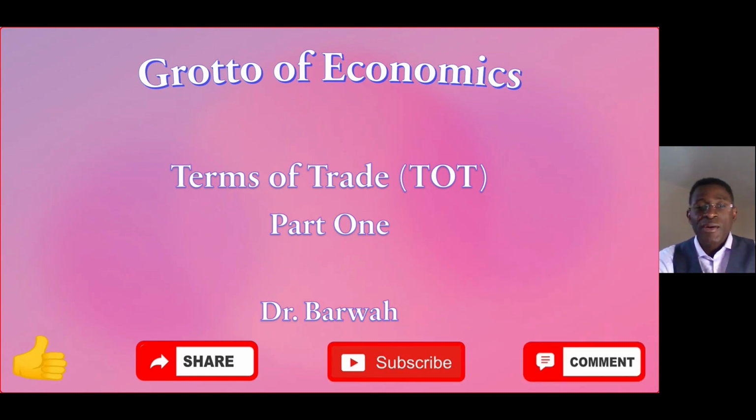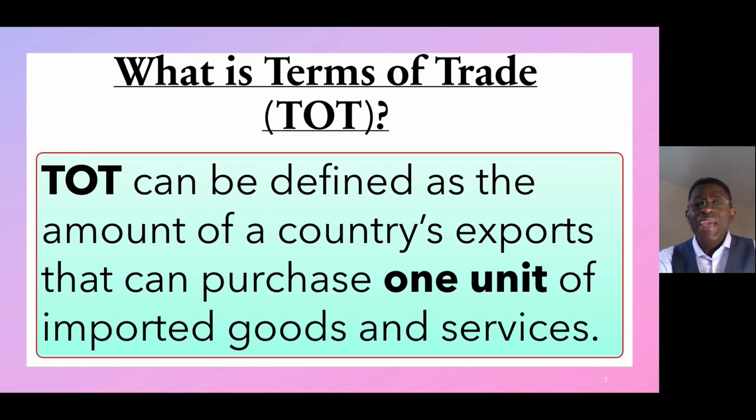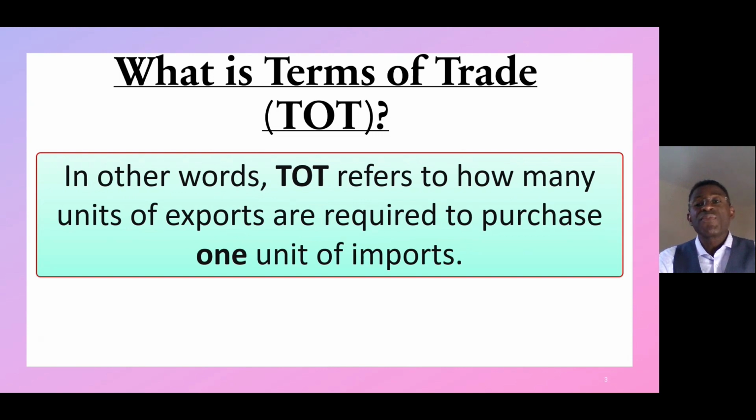Okay, so let's get into what we have today. What is terms of trade, TOT for short? TOT can be defined as the amount of a country's exports that can purchase 1 unit of imported goods and services. In other words, TOT refers to how many units of exports are required to purchase 1 unit of imports.